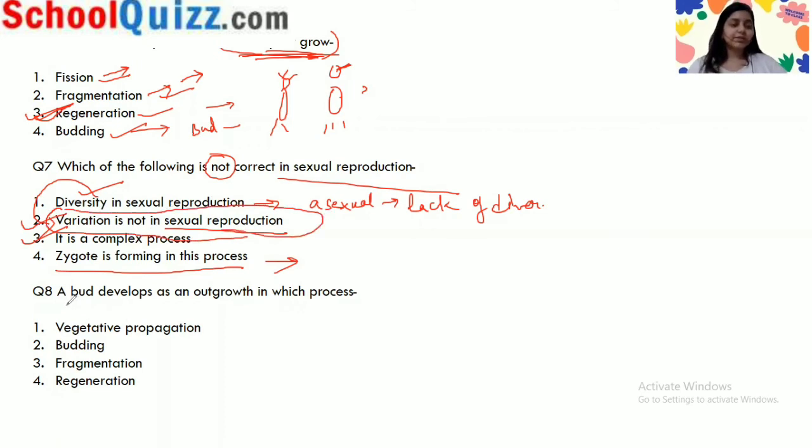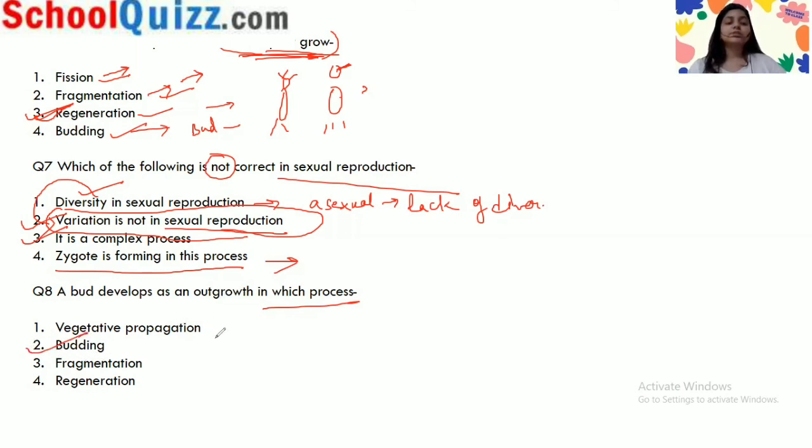Sorry, question number eight: a bud develops as an outgrowth in which process? Okay. So you have the options: vegetative propagation, budding, fragmentation, regeneration. So this is simple. The answer is budding.